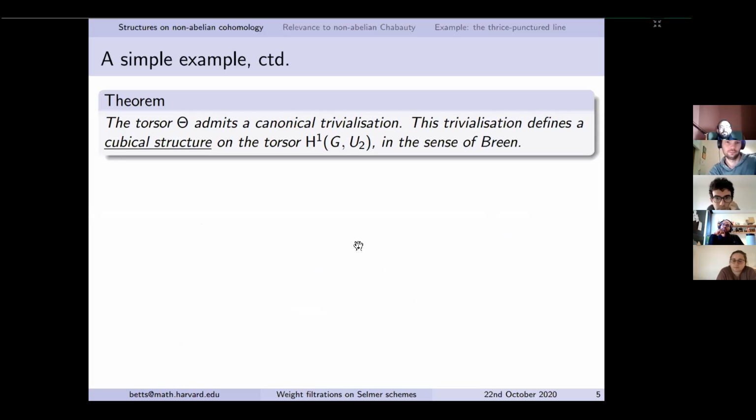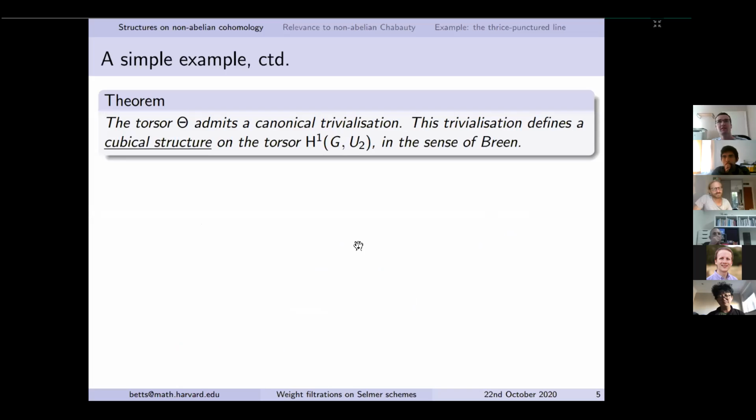Yes. So the theorem that I was saying is that this torsor we've constructed over the cube of H1 U1 in fact comes with a canonical choice of trivialization. And if any of you have met the theory of cubical structures on torsors before, this trivialization is a cubical structure on this torsor.